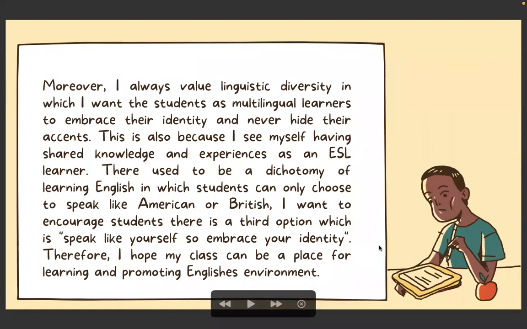Moreover, I always value linguistic diversity, in which I want the students as multilingual learners to embrace their identity and never hide their accents. This is also because I see myself having shared knowledge and experiences as an ESL learner myself. There used to be a dichotomy of learning English in which students can only choose to speak like American or British. I want to encourage students there is a third option, which is speak like yourself, so embrace your identity. Therefore, I hope my class can be a place for learning and promoting English in this environment.